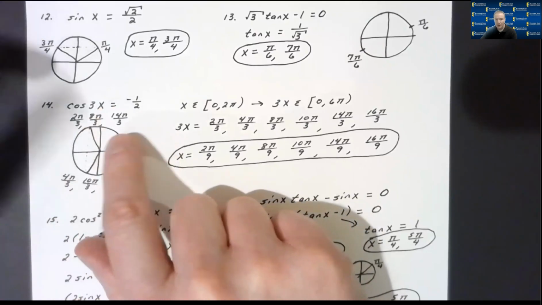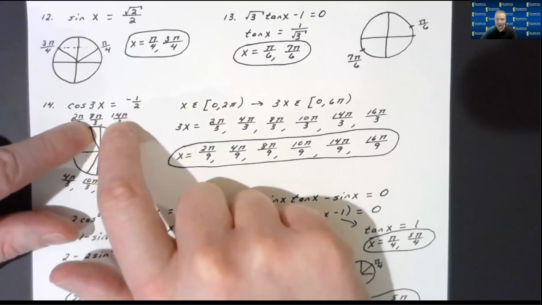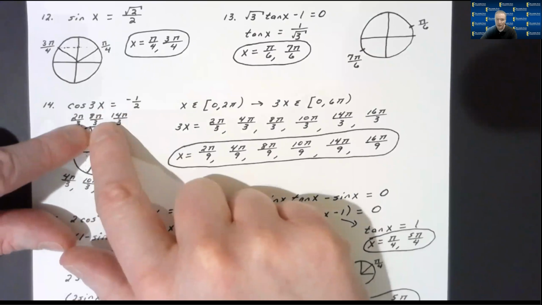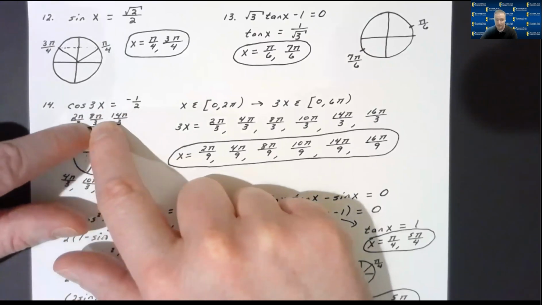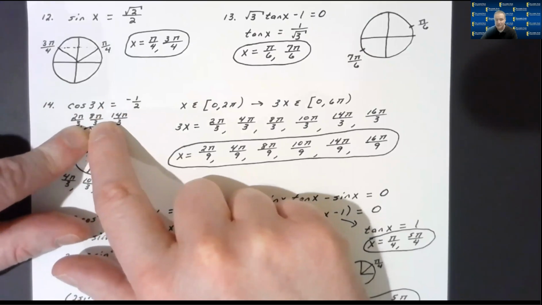So you just say, oh, okay, that same cosine is going to be negative 1/2 at the point where the angle is at that same point in the second revolution. So just add 2 pi. 2 pi is the same thing as 6 pi over 3.